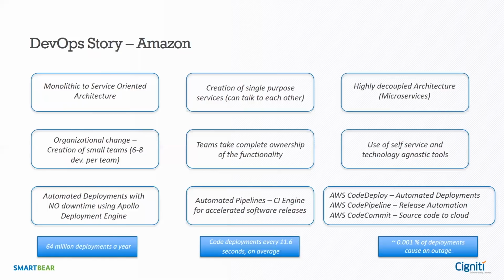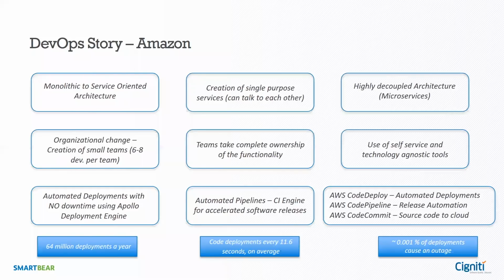Yeah, so primarily, when we look at how a lot of organizations have moved to the DevOps side of it, and how they have been able to implement it, there are two stories, Amazon and Netflix. They moved from the monolithic to the service-oriented architecture. And Amazon, if you look at it, one of their biggest ones, they've automated all of this, from AWS CodeDeploy, CodePipeline, and CodeCommit, all of these from source code to the cloud, how they did the release automation and automated deployment with no downtime at all.